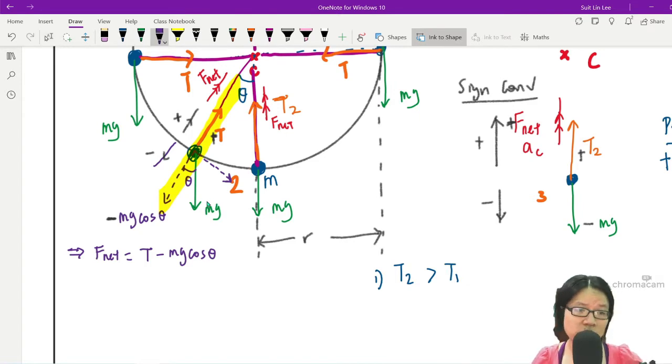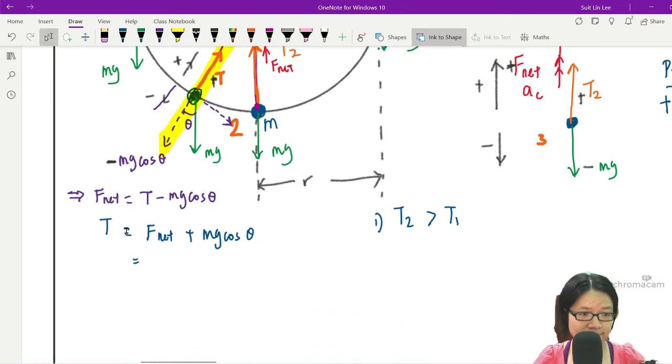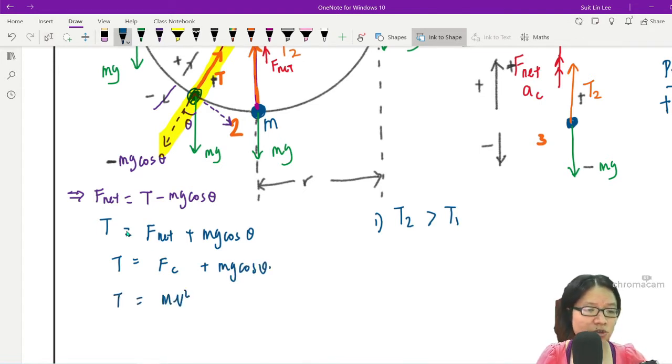What I actually just want to show is when your tension is maximum. So I rearrange this, and I will get tension equal to net force plus mg cos theta. In other words, net force is centripetal force, Fc, plus mg cos theta, and tension will be mv squared over r plus mg cos theta.